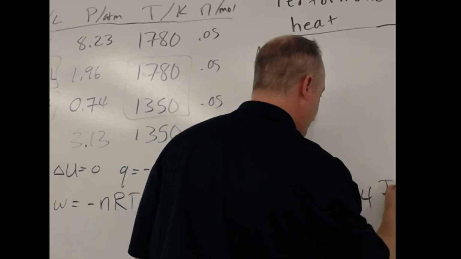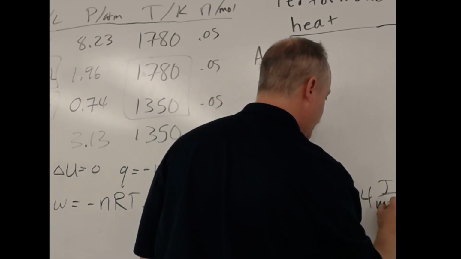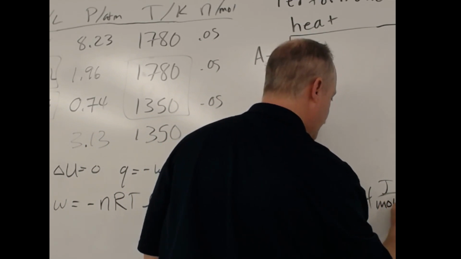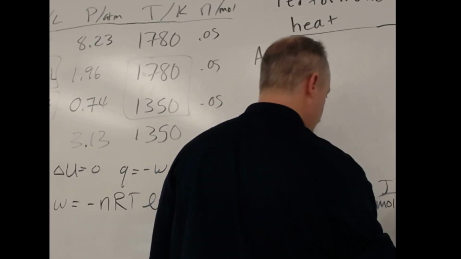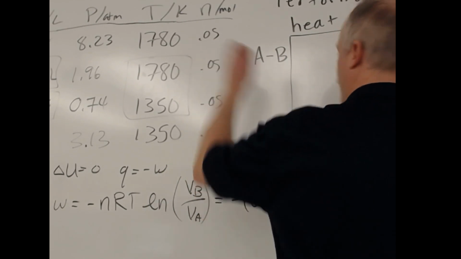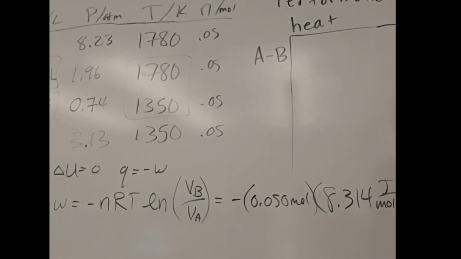I'm going to use 8.314 joules per mole Kelvin as my R because I want to get joules. This is at the hot temperature, 1780. That's another place where you could mess up. But if you've got that diagram in front of you, just always check your work in terms of the diagram. It's 3.73 over 0.88.